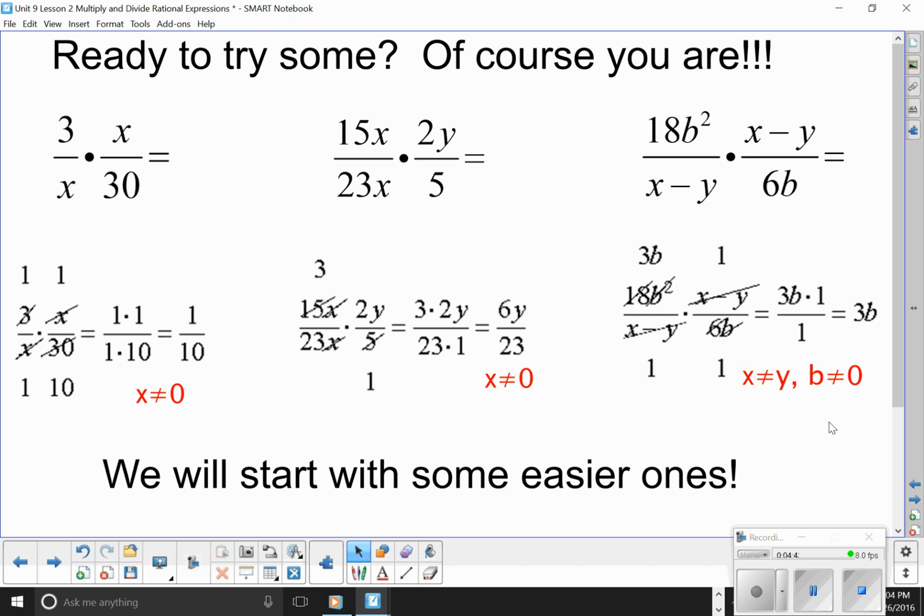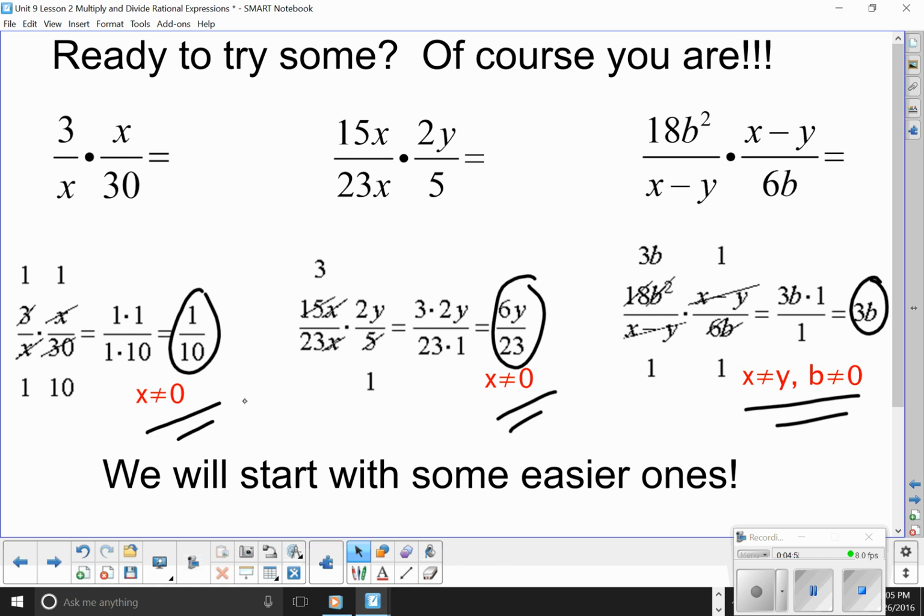Okay, these were some easier ones. If you need to, pause the video and check out your answers. Here's an answer, here's an answer, and here's an answer. Don't forget, part of the answer includes the restricted values.